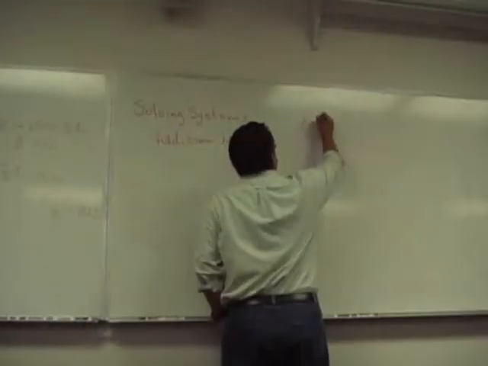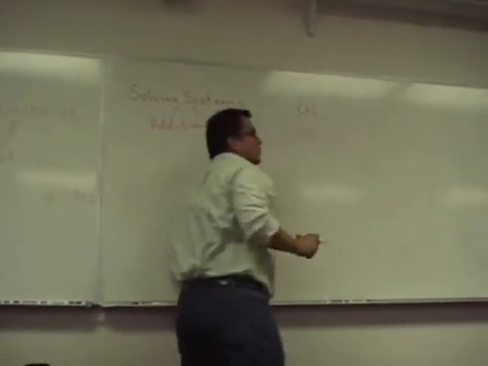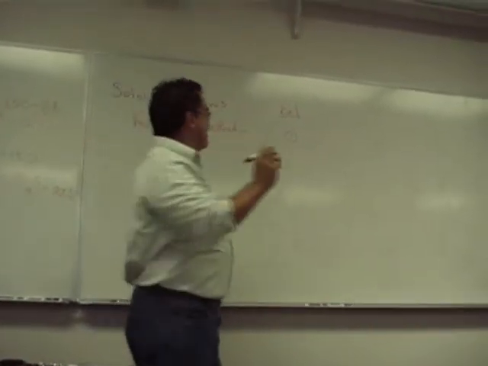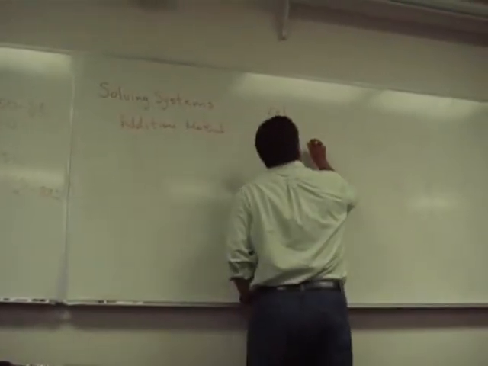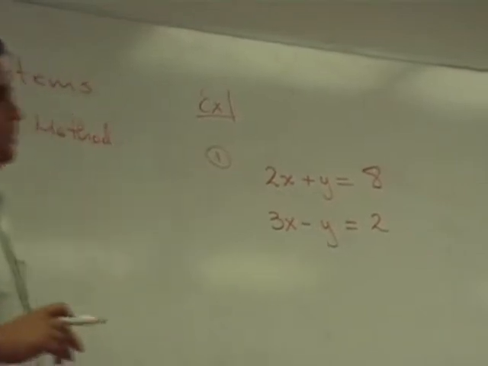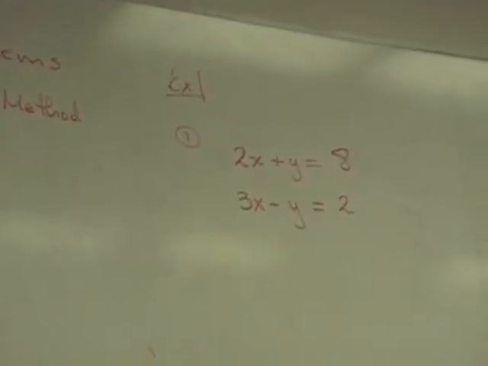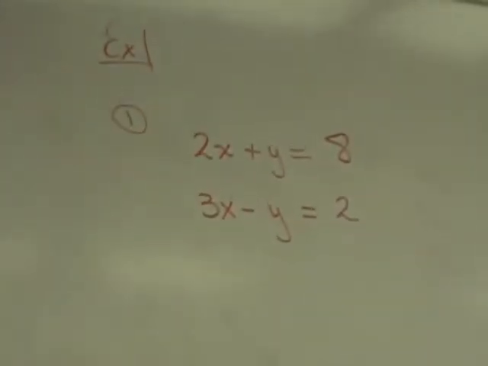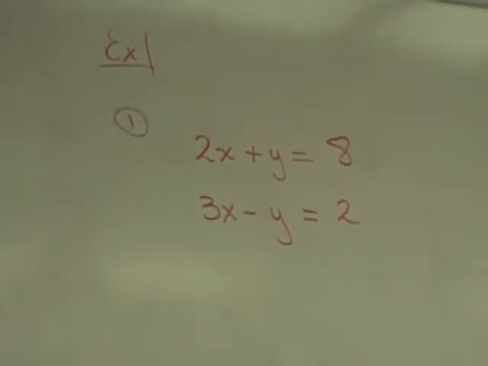Let's look at a couple of examples to illustrate what to look for. All right, number one. Suppose I gave you this system here. And we want to solve this, not by substitution, which would not be difficult to do by substitution, but by using the addition method.